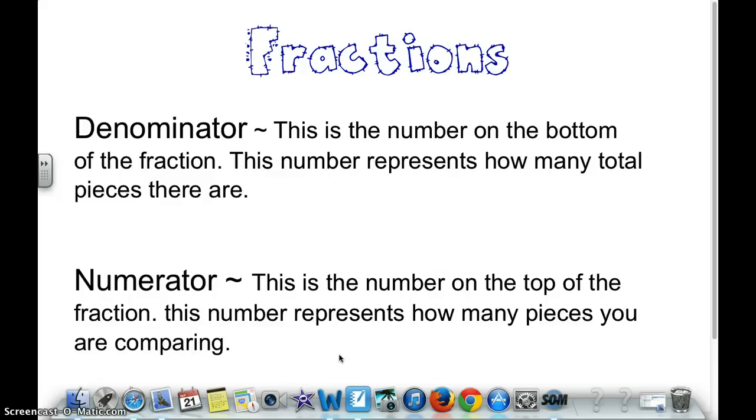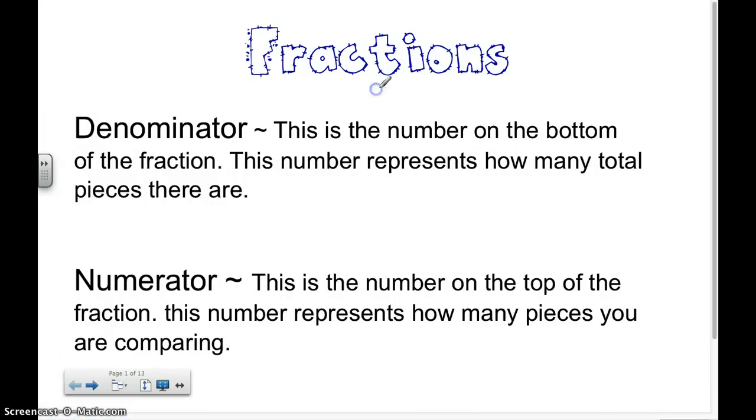Numerator. This is the number on the top of the fraction. This number represents how many pieces you are comparing. So if you look at a fraction and you have 6/10, this is your denominator. I always say dungeon denominator, and this is your numerator, the number on the top.